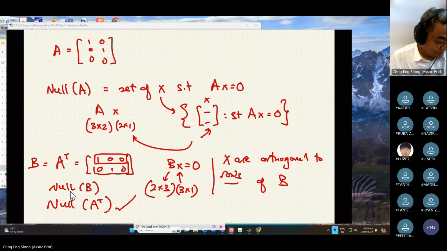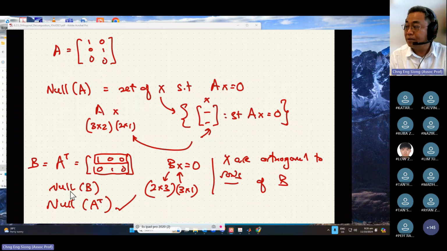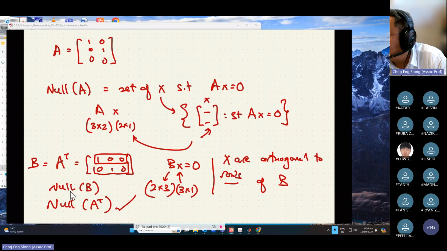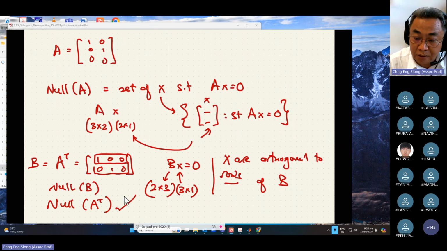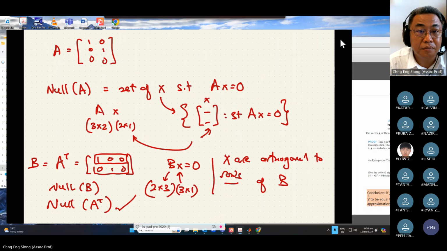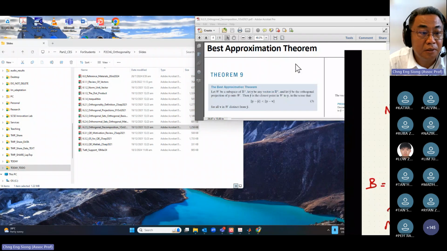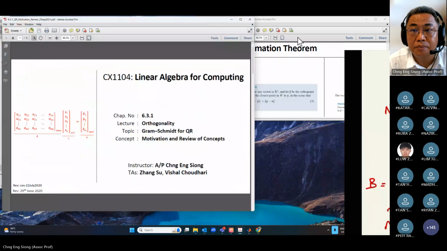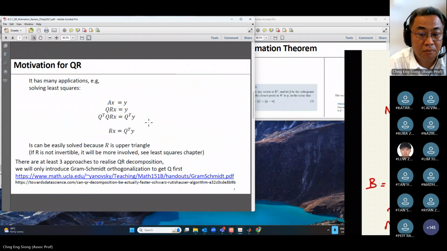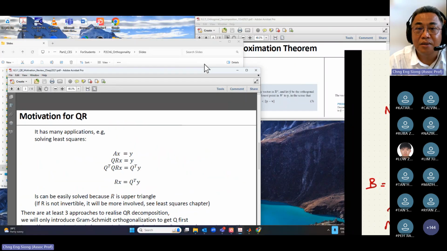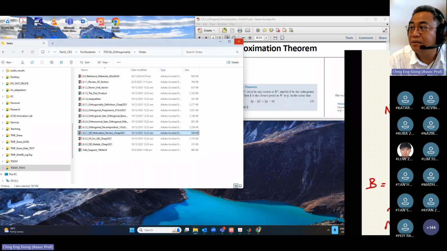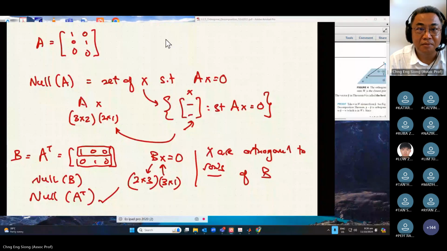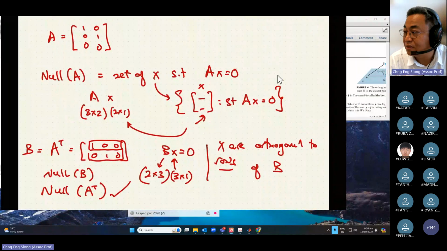All right. Okay. Explain Theorem 3 from 6.2.1. Theorem 3. Okay, let me try to find Theorem 3. 6.3.1. This one? Okay, right. I'm going to get there, guys.